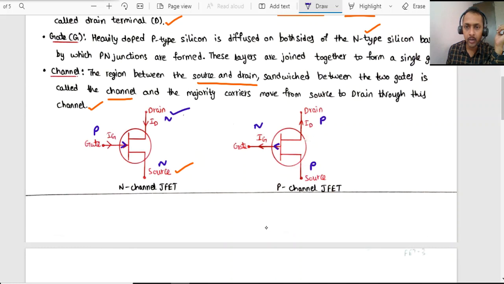You have to encircle it. You have to indicate the drain current direction. If it is P channel, the drain current direction will be like this. If it is N channel, it will be like this. These are the points to be highlighted while drawing this diagram. You have to give the proper naming, where is the source, drain, gate, and the directions of the gate current and drain current depending upon the type of the channel. Then easily you will get the marks.